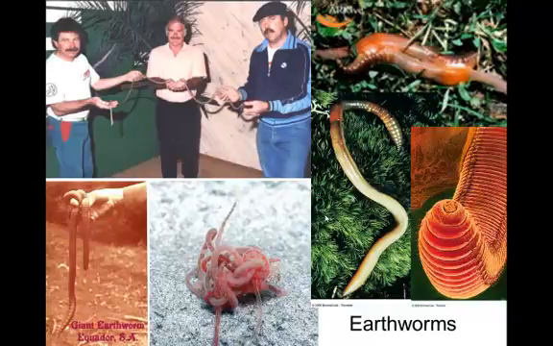They will actually go up on the surface, grab a leaf or something to take it down and consume the leaf. So they do directly eat and introduce organic matter into the soil.